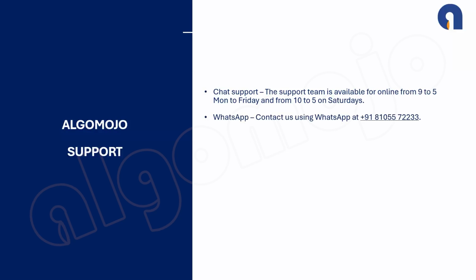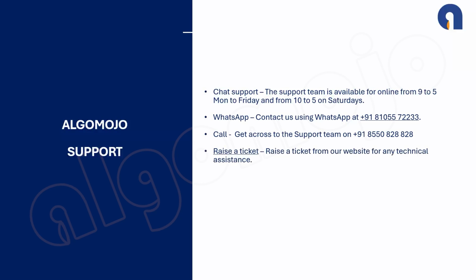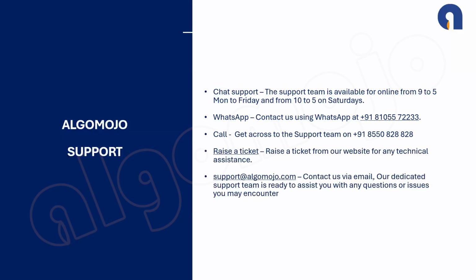A brief about Algomojo support. We are available from 9 to 5 on all market working days. On Saturdays, we are there from 10 to 5. You can contact us using WhatsApp on this number, or you can call us on this number. You can raise a ticket or send an email for any kind of support that you would have.